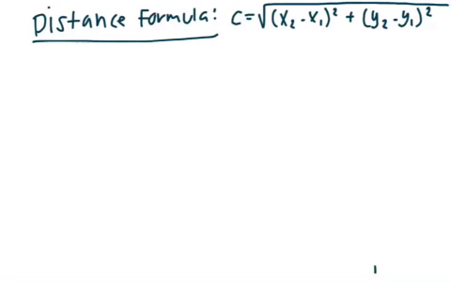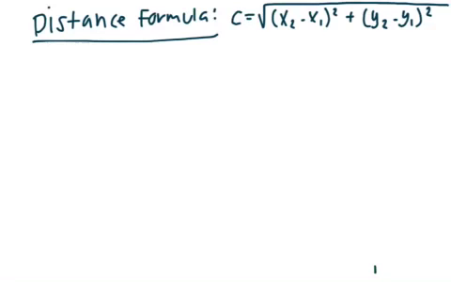Hey guys, today we are going to learn about the distance formula. That's finding the distance between two ordered pairs. So I have the distance formula written out here for us. C equals the square root of (x2 minus x1) squared plus (y2 minus y1) squared. So this video is just going to go into where the distance formula comes from.